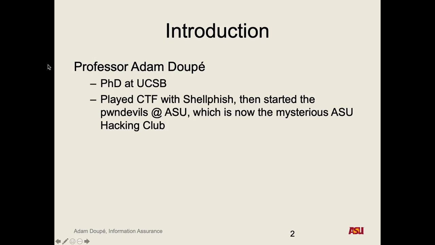I did my PhD at UC Santa Barbara, on the beach there, after which I came here to ASU. A little bit about my background: I did a 4+1 type program at UC Santa Barbara. After I graduated, I worked at Microsoft full time as a software developer up in Seattle, and then I really decided I loved doing research. So I went back for my PhD, after which I came here to ASU. I got into security during my undergrad by playing in capture the flag competitions, which is something we'll definitely go over in this course. I played with Shellphish, then I helped start a hacking team here at ASU called the Pwn Devils, which has since shifted its name to the mysterious ASU Hacking Club. You can find out more information about them there.